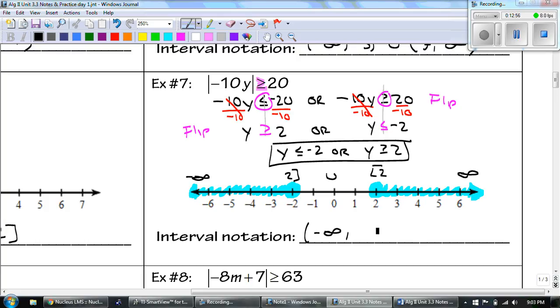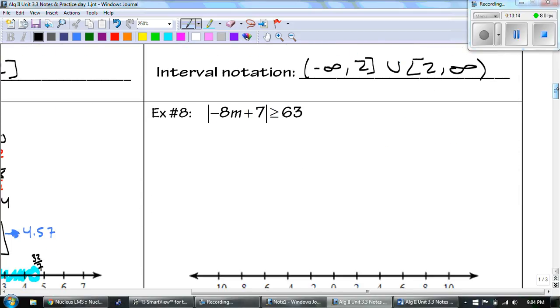So -infinity to 2, sorry, -2. And then union closed to the +infinity. That's not that bad, is it? No. The hardest part is just remembering how to set it up.